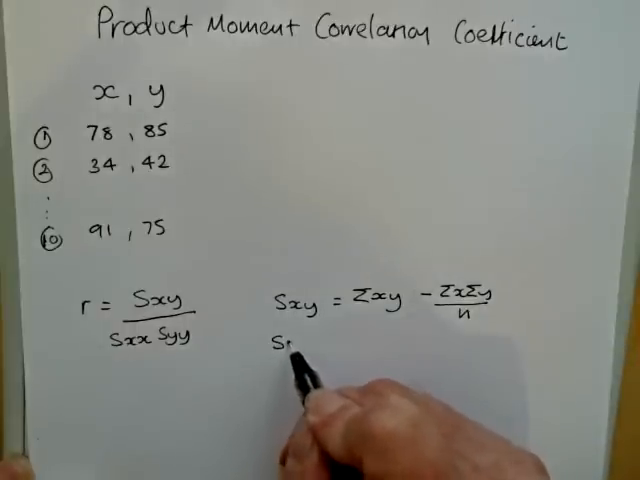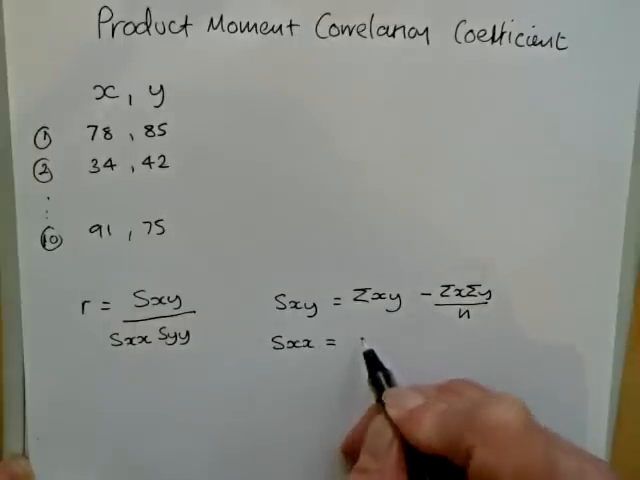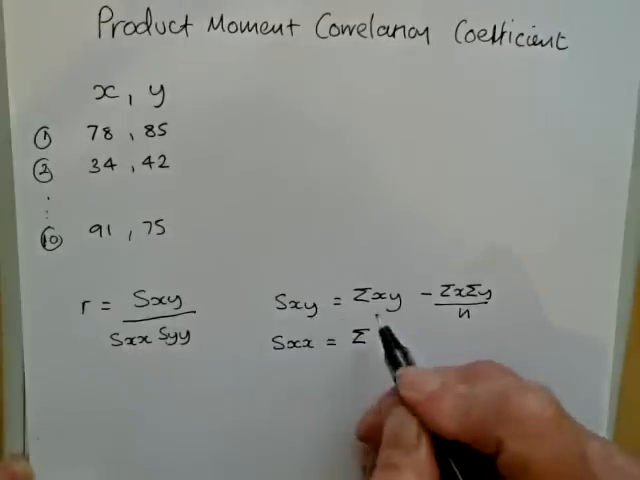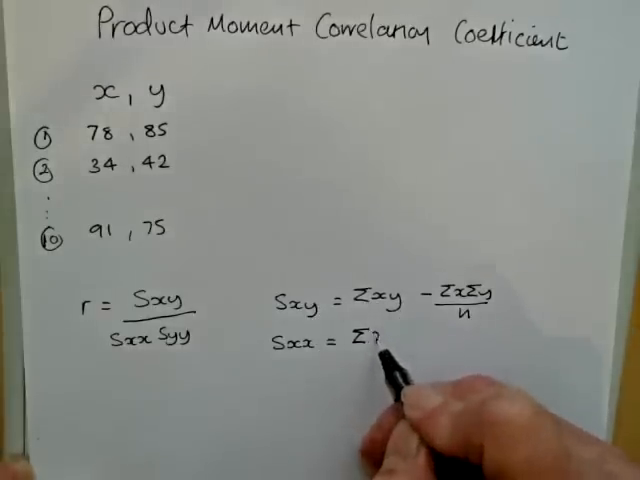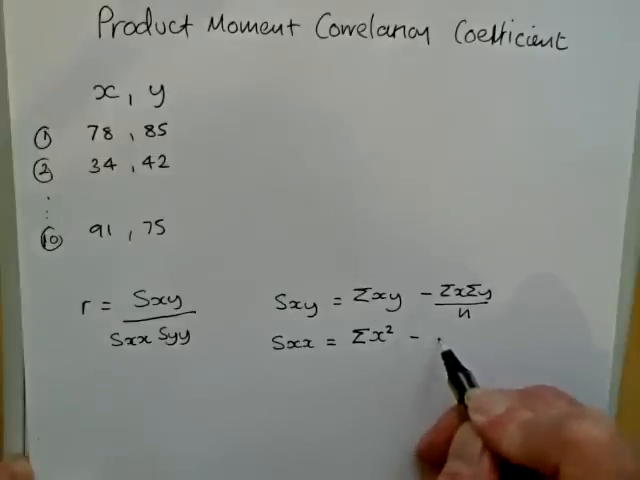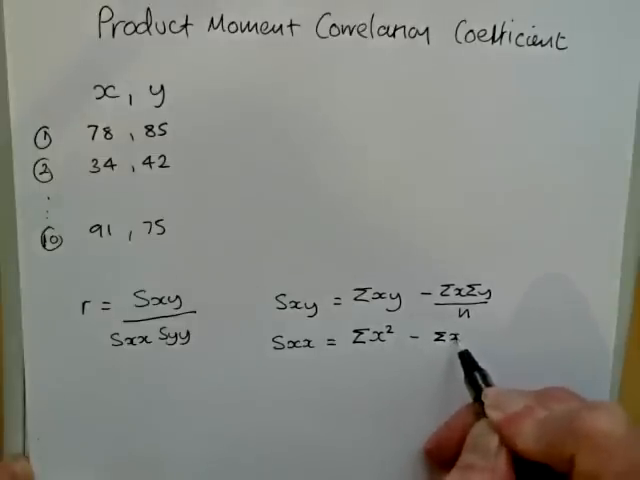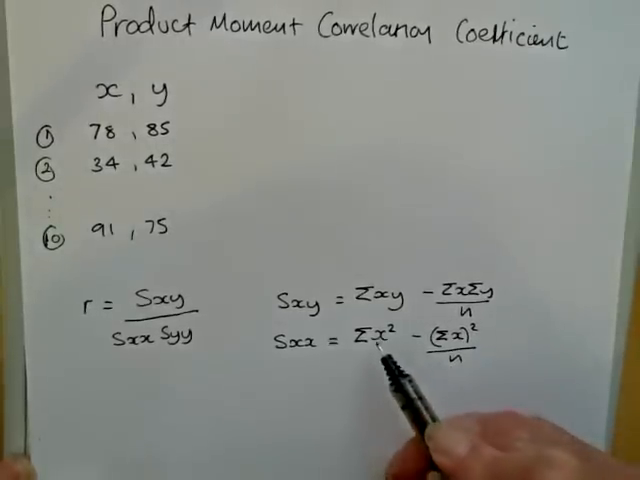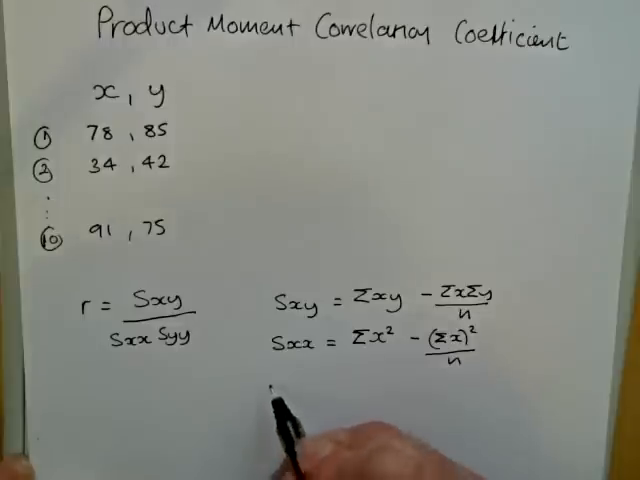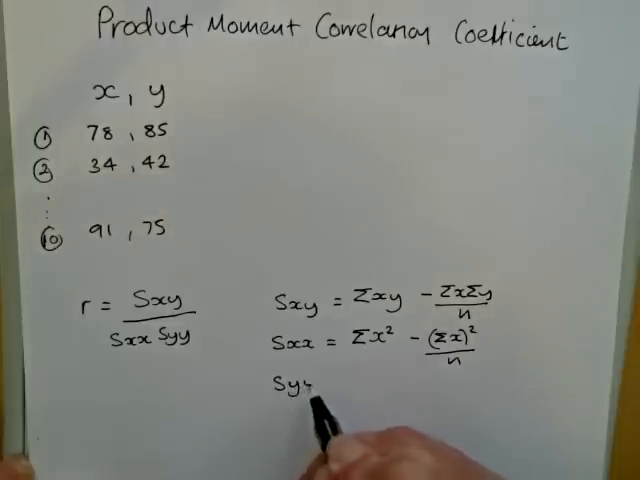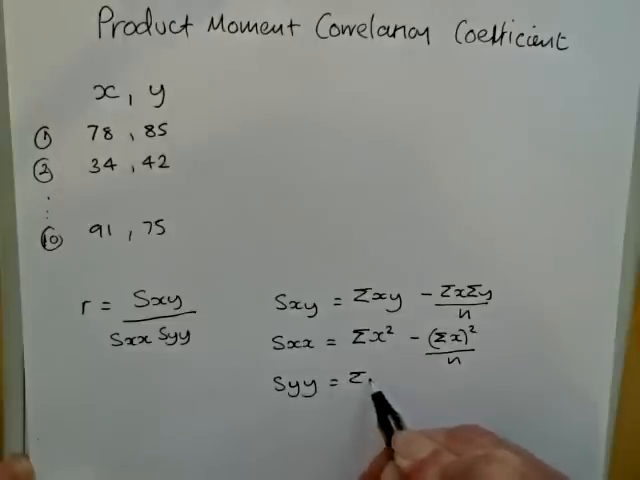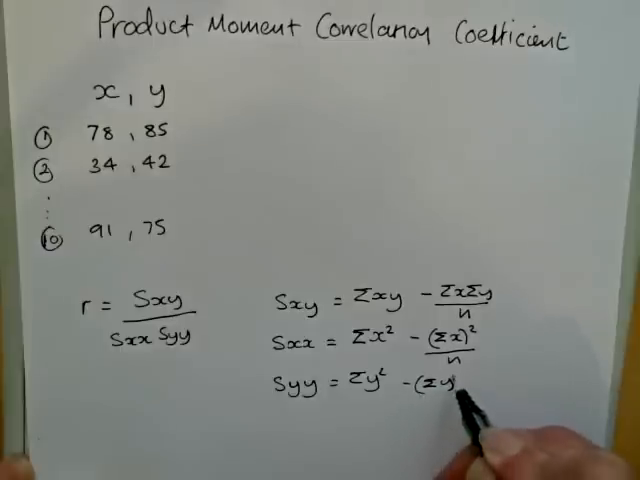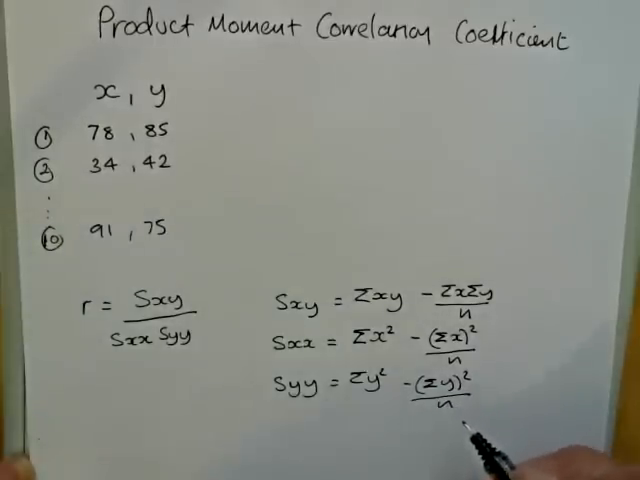Now, if I know that one, it's very easy to get the next one. I'm simply going to replace the y with x in this. So that would be x times x, which of course is x squared. And then we'd have the sum of x times the sum of x, so it'll be the sum of x all squared. Remember, that is very different from the sum of x squared. And finally, we'll have Syy, so simply replace the x's with y's. Those are the component parts.